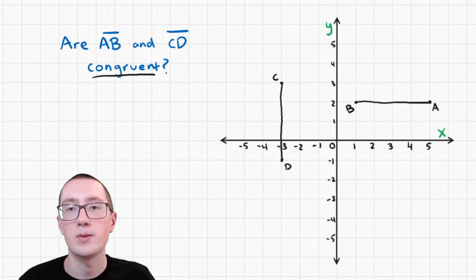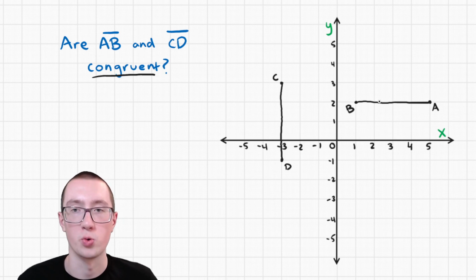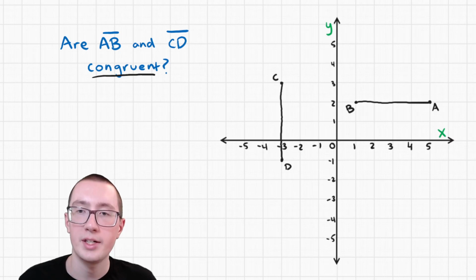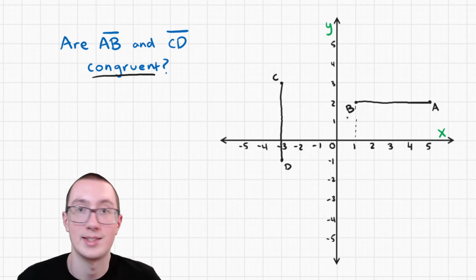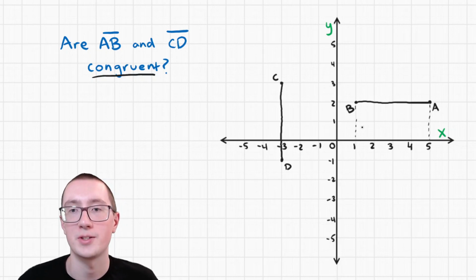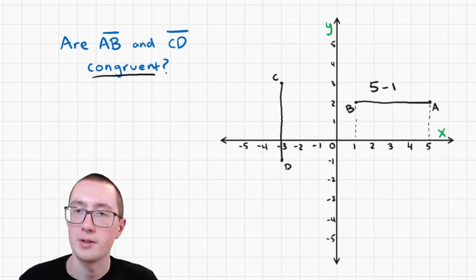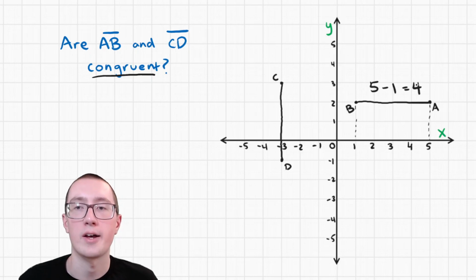And the way that we can tell if they're the same length is with the ruler postulate. So we can just imagine the numbers on the graph like a ruler. So we can see that this point here is at 1 centimeter or 1 box. And then this point here, A, is at 5. So we can use the ruler postulate and imagine that this is a ruler where we started at 1 and went to 5. And the way that we figure out the length is by just doing 5 minus 1. And 5 minus 1 gives us 4, which means that the length of this line segment is 4.